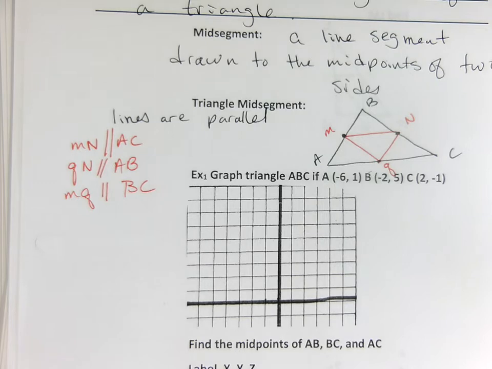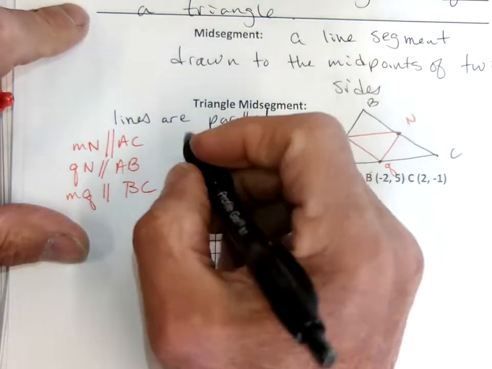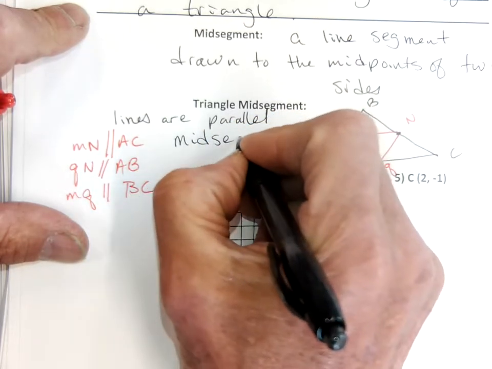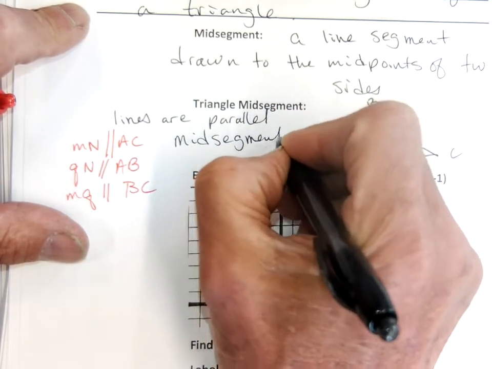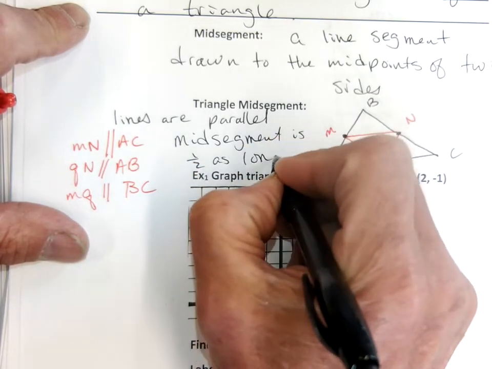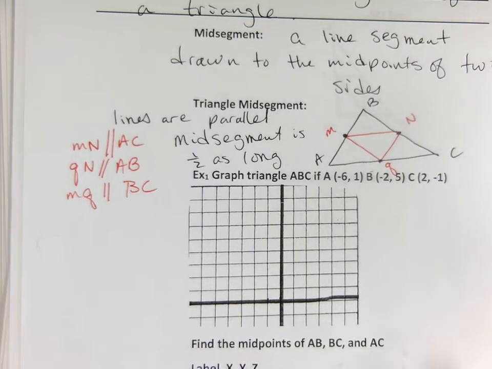We also know they're half as big, right? So we're going to write that too. So we can also say that the second thing is that the mid-segment is 1/2 as long. Okay? That's the two things. They're parallel and half as long. Okay? Alright, so let's try and graph this.